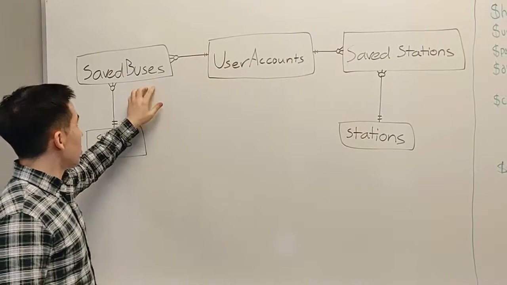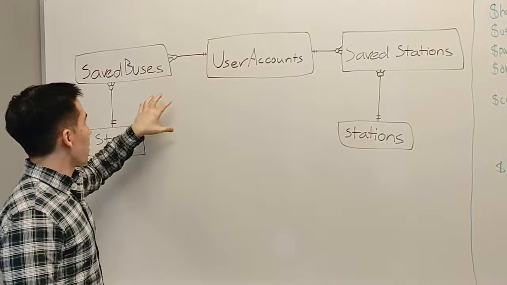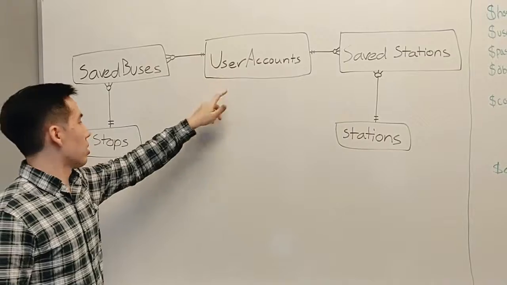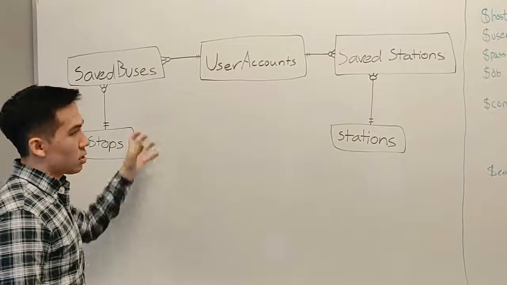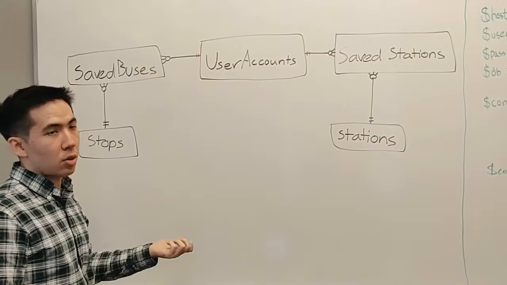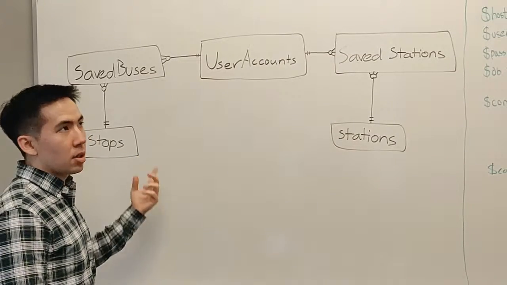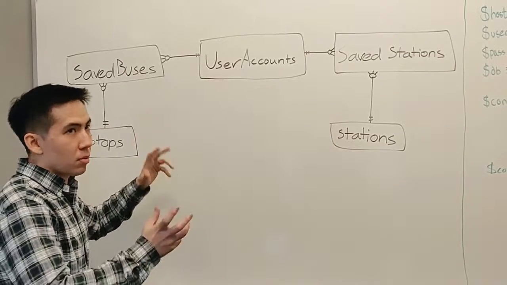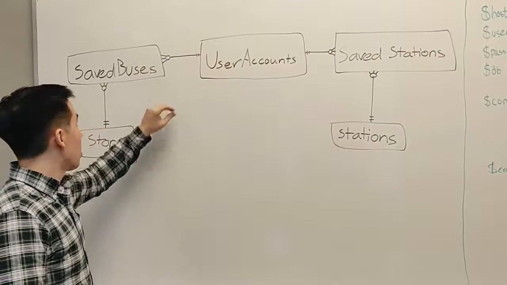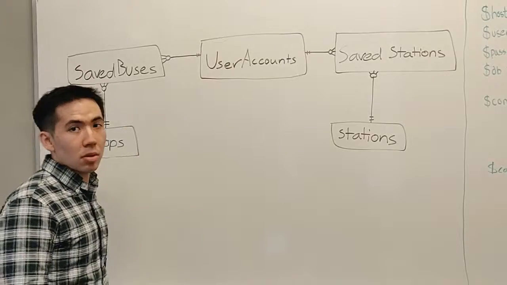And this saved buses table is a go-between table between the user accounts and the stops, so that people can save certain stops and buses and then do a quick access function. So you don't have to pull up the whole website and do a big Google Maps thing. It will just show the arrival times of a certain bus.